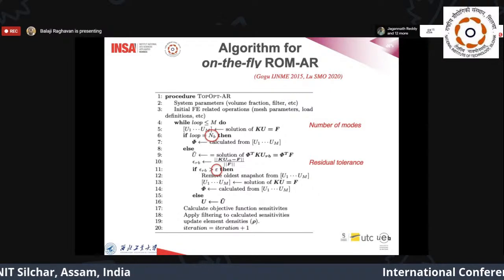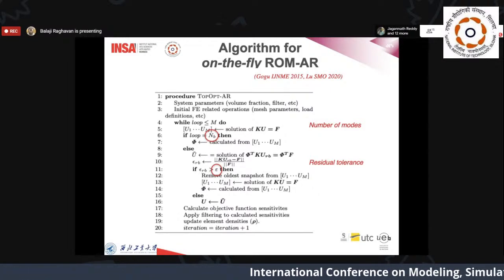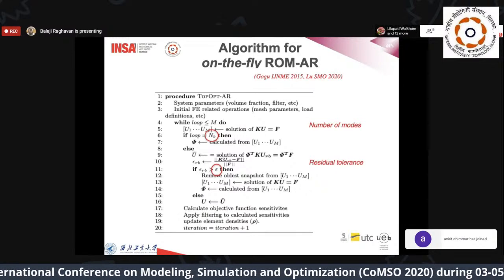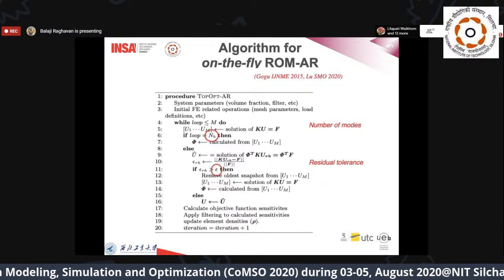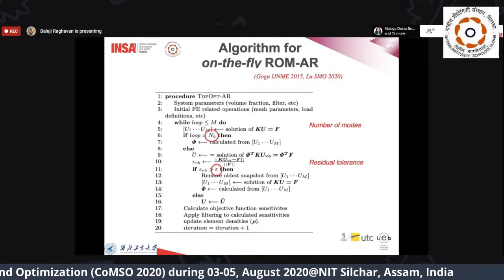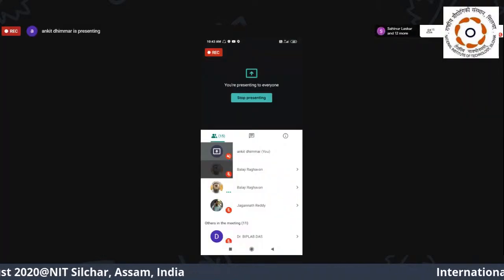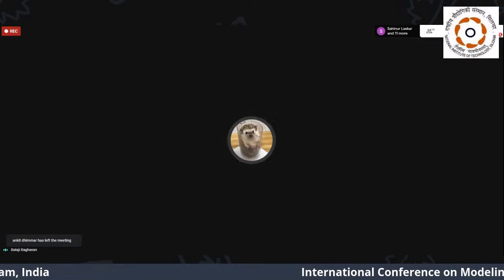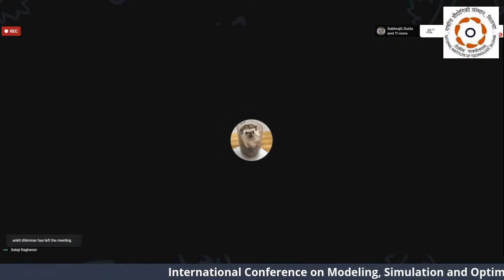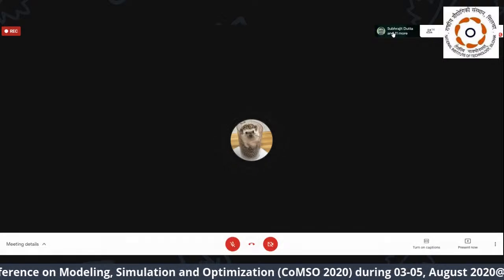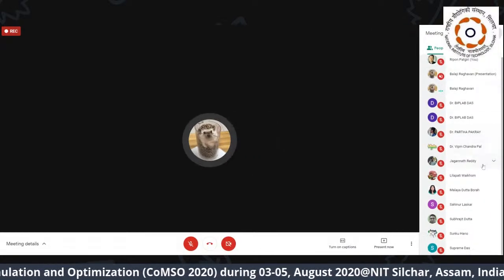So I go directly to what we introduced in 2020, which was similar to what was introduced in 2015. So we have what we call the on-the-fly ROMs, okay? The whole idea is that you have to solve your equilibrium equation for a certain minimum number of iterations. So you get a set of solution vectors. And then you decide how many modes you want to retain, okay?